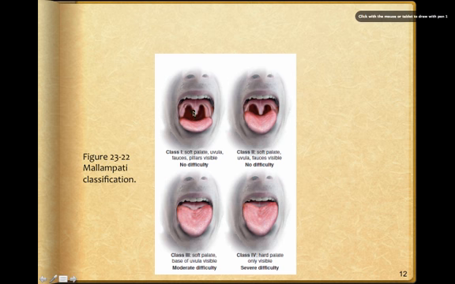So this is a class 1. There's plenty of room through here. Let me change colors on that. Plenty of room through here. So if we moved it in this direction, hopefully we'd be able to see the glottic opening. This is a class 2 Mallampati. Soft palate, uvula, fauces are visible, but again, decreased angle.